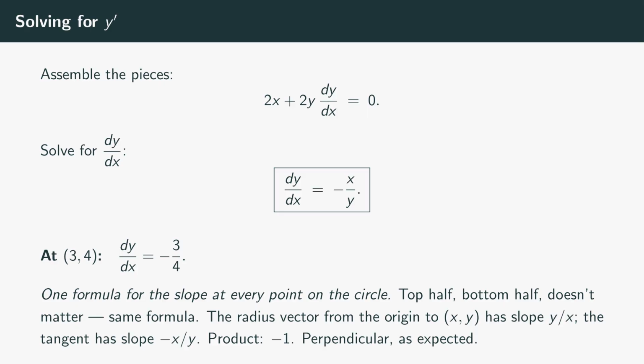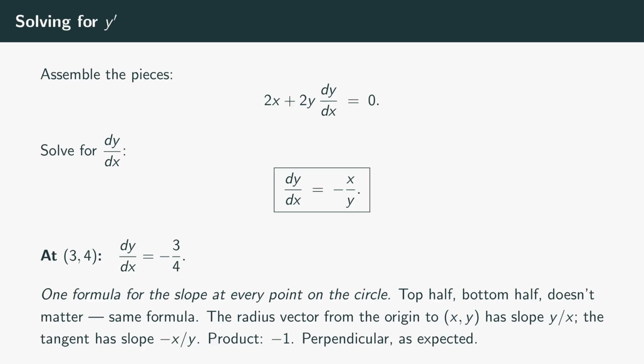Assemble. 2x plus 2y times the derivative of y with respect to x equals 0. That's an algebraic equation with the derivative of y with respect to x in it, and we just solve. Subtract 2x from both sides, divide by 2y. The slope is minus x over y, that's it. One formula for every point on the circle. At the point (3, 4), plug in: minus 3 over 4. The tangent line at (3, 4) has slope minus 3/4. At the point on the bottom, (3, -4), the same formula gives minus 3 over -4, which is positive 3/4, and that's right: by symmetry, the bottom half tangent has the opposite sign.